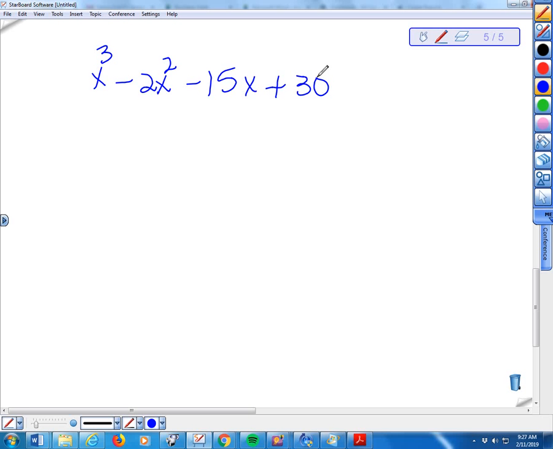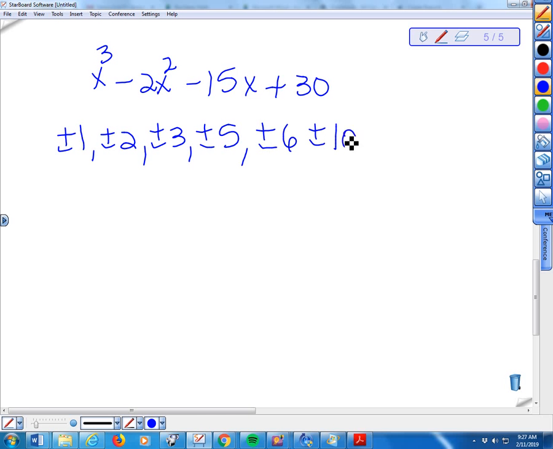So I need to find my possibles. Plus or minus 1, plus or minus 2, plus or minus 3, plus or minus 5, plus or minus 6. It seems like a lot, but it's much better than infinity.